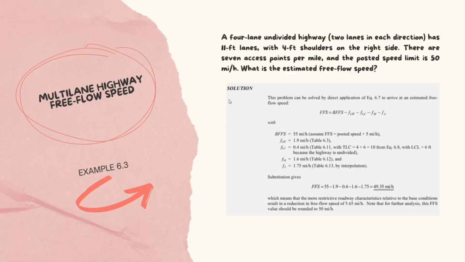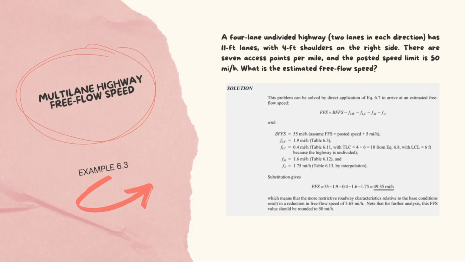Good day everyone. Today I'll be discussing examples 6.3, 6.4 and 6.5 from our lessons on multi-lane highways, capacity and level of service analysis. These examples show how we estimate the free flow speed, determine the level of service and check how many trucks can be added before capacity is reached.